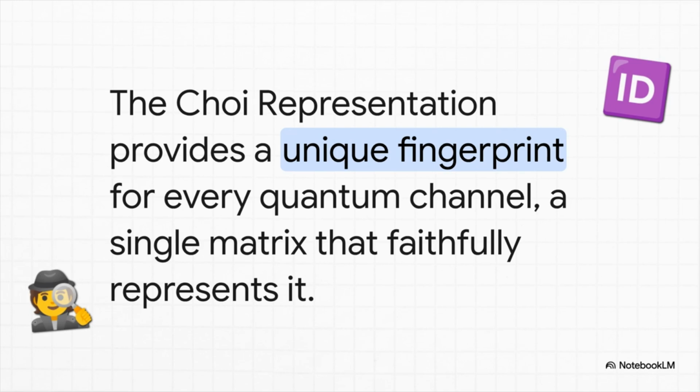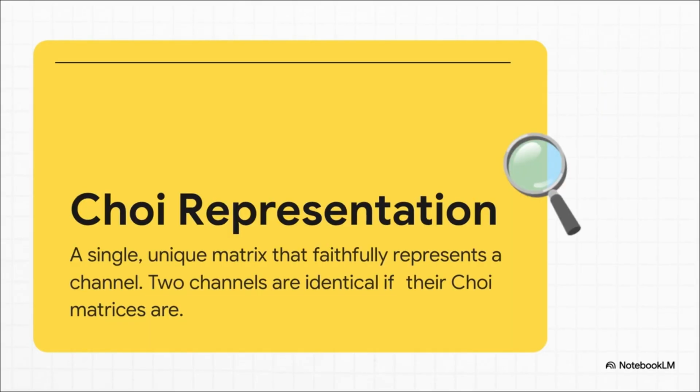We need some kind of unique identifier, and the Choi representation solves this problem perfectly by creating a unique, unforgeable fingerprint for every single quantum channel. It's a single definite matrix. If two channels have the same Choi matrix, they are the same channel. End of story. This gives us an incredibly powerful way to classify and compare any two quantum processes with absolute certainty.